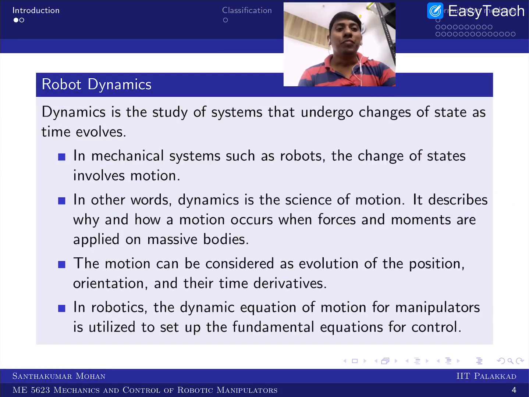Dynamics is the science of motion, but it describes why and how the motion occurs when forces and moments are applied on massive bodies.